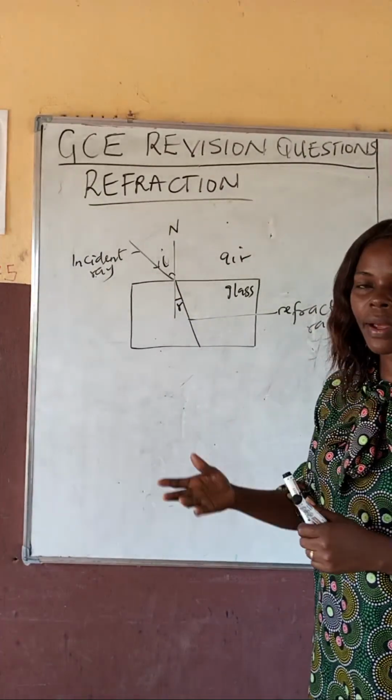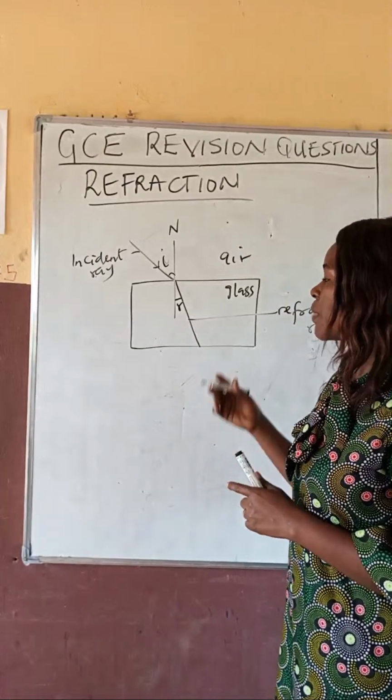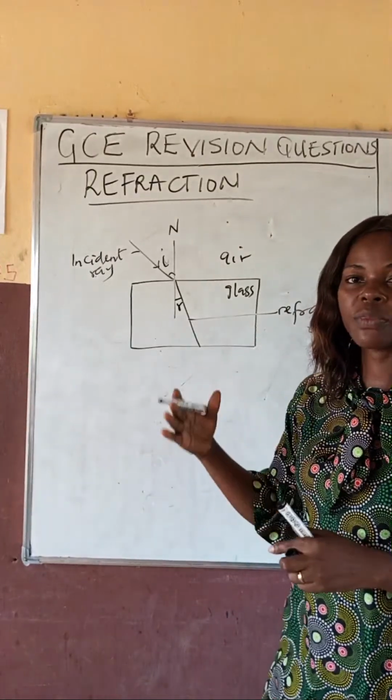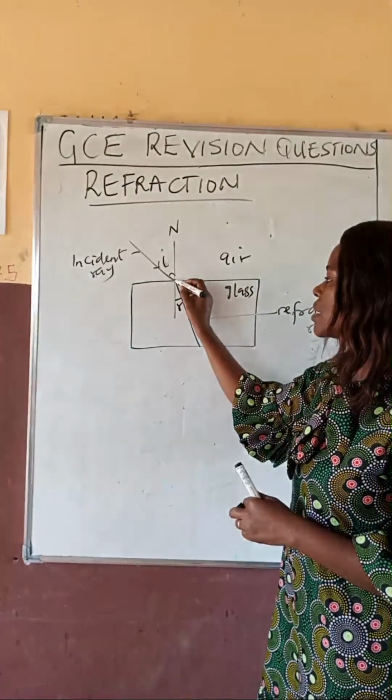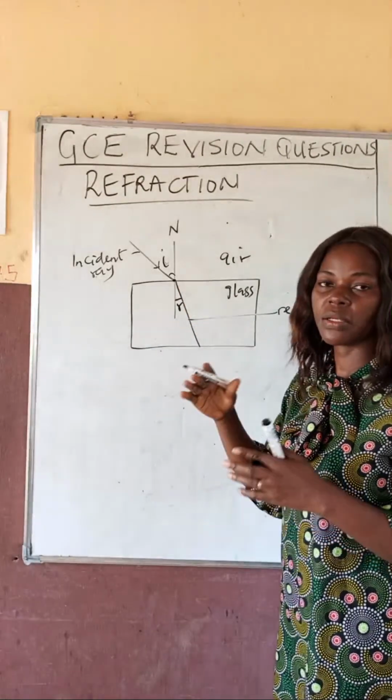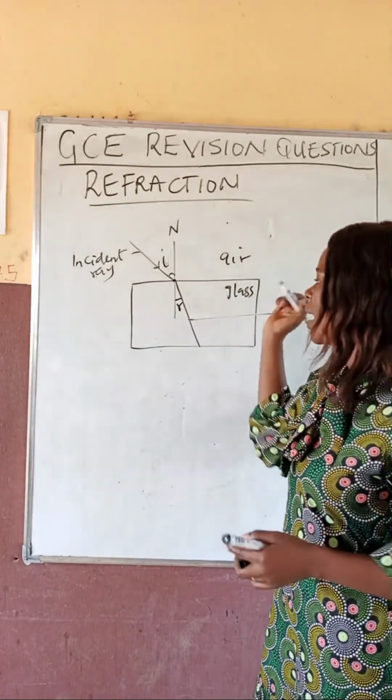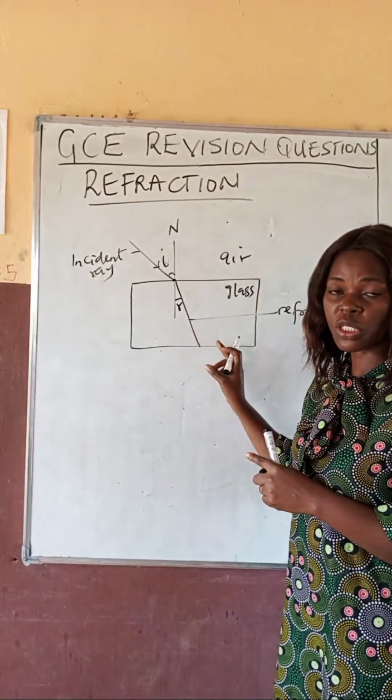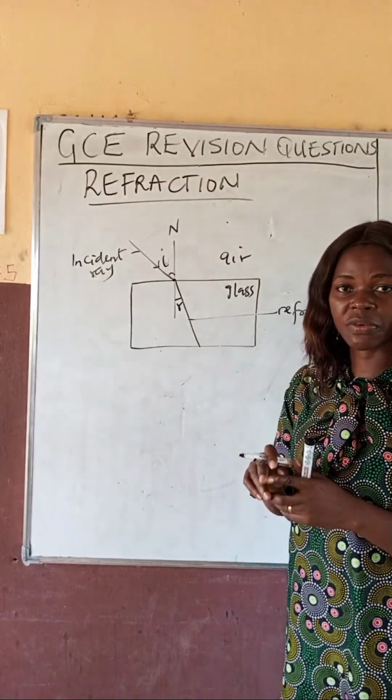So let me do a recap. Whenever light passes or travels from one medium to another of different densities, there is bending. And that bending occurs at the boundary between these two media, and that is what is said to be refraction.